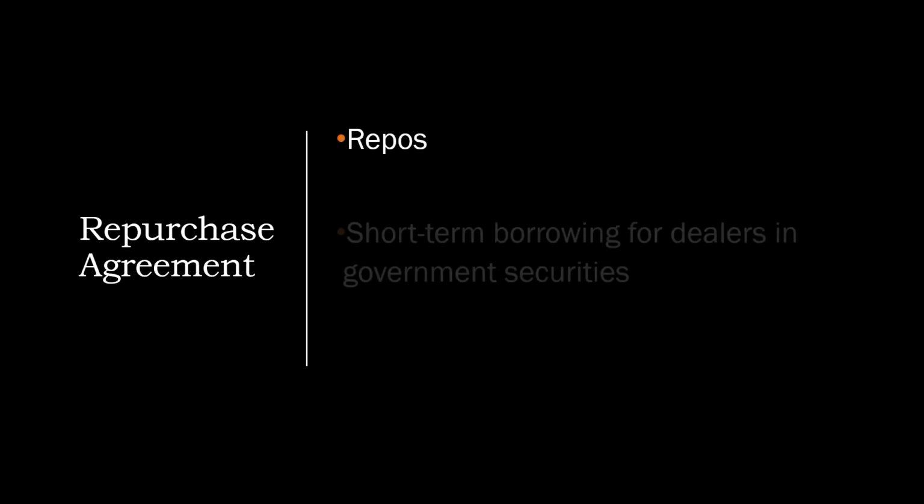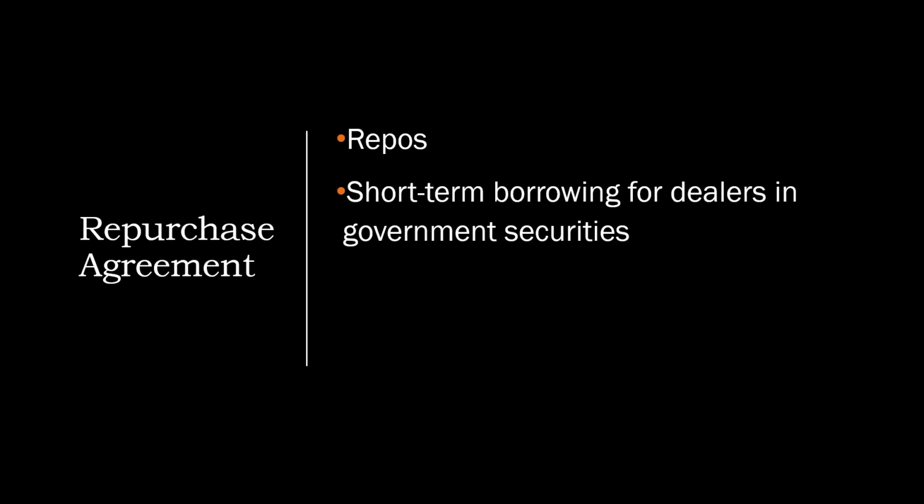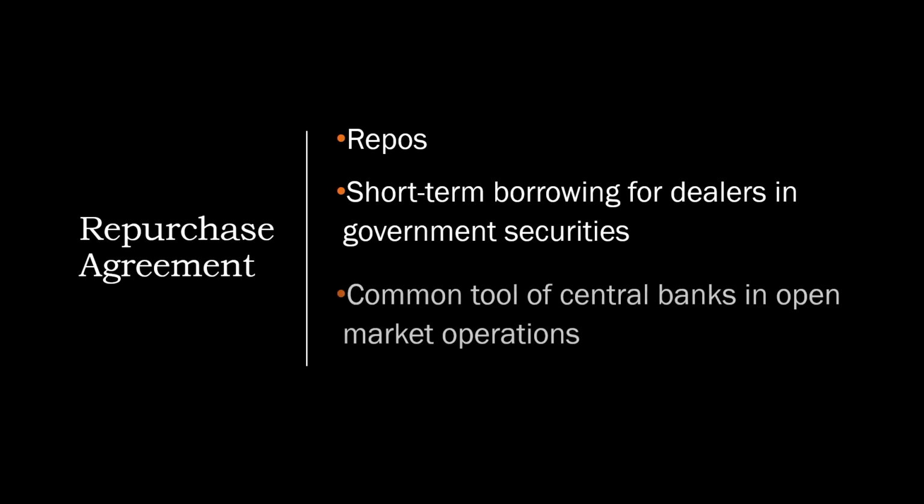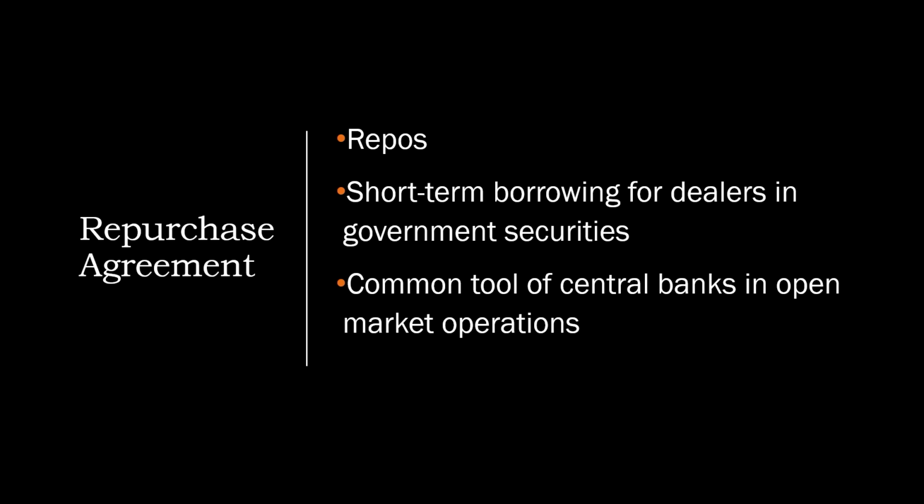The next kind of money market security is called a repurchase agreement, commonly called repos. It is a form of short-term borrowing for dealers in government securities. In this case, a dealer sells government securities to investors, usually on an overnight basis, and buys them back the following day at a slightly higher price. It is also a common tool of central banks in open market operations.